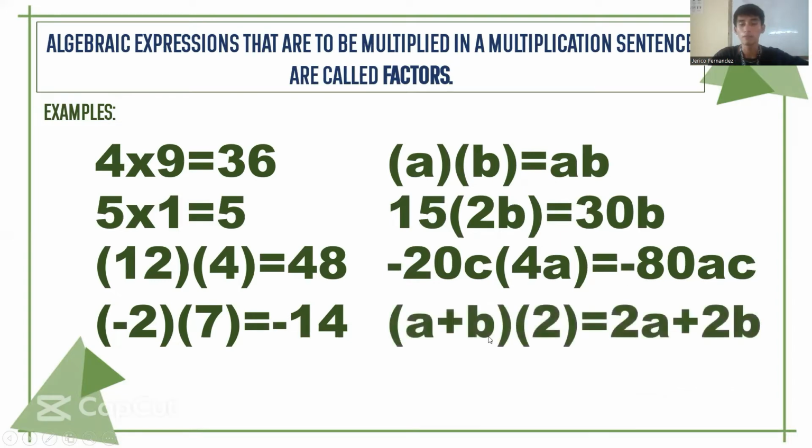So we also have A plus B times 2. We have 2A plus 2B. So ang factors ay A plus B, another factor is 2. Okay? So yung pinagmumultiply po, yung factors na tinatawag. Naunawaan po?